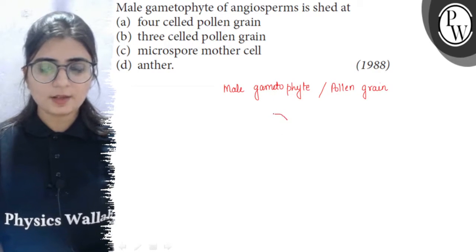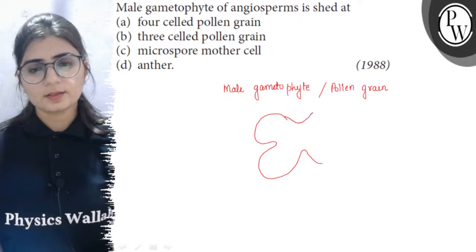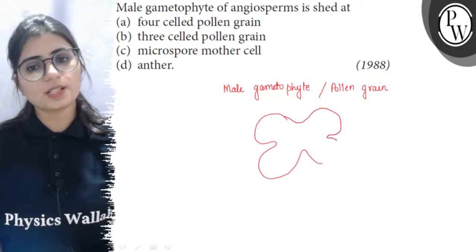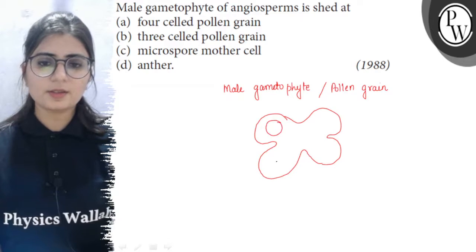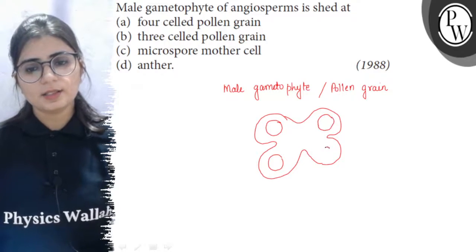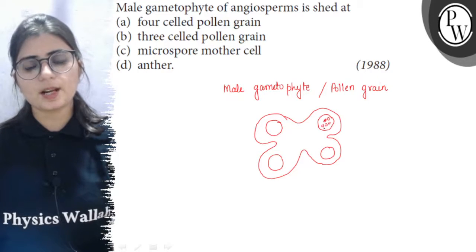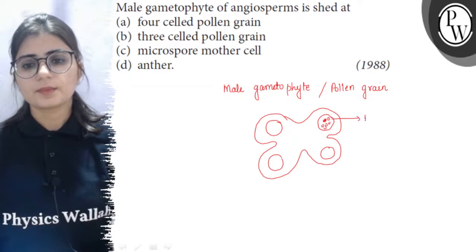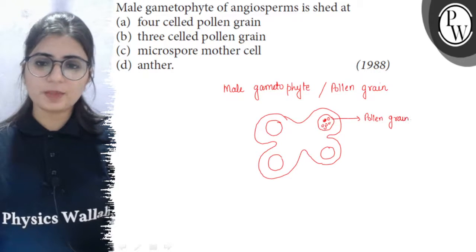So if we look at the TS of an anther, then it will look like this. This is the TS, or the transverse section, of an anther. Here at the four corners, there are 4 pouches or chambers. These are the chambers where pollen grains are produced. So these are pollen grains. Now pollen grains are shed or released from these anthers.